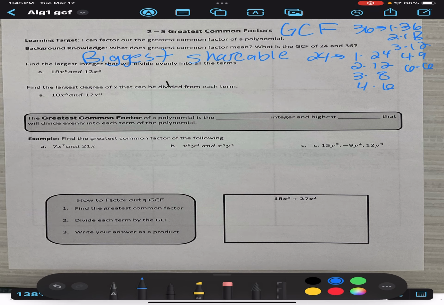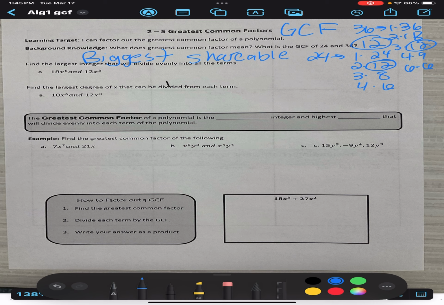So comparing those two lists, what is the biggest thing that they share? Look, there it is. They both share a 12. That is the biggest number that goes into both of them. So the greatest common factor of 24 and 36 is 12.